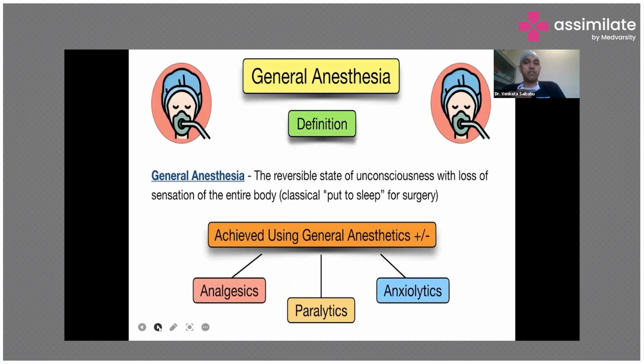So, a reversible state of unconsciousness with loss of sensation to the entire body. The classical put to sleep for surgery is called general anesthesia. This general anesthesia is achieved using general anesthetics, which include analgesics. I already told you, opioids like morphine and fentanyl, and Butram. And next, paralytic agents, neuromuscular blocking agents like atracurium, vecuronium, suxamethonium. Coming to anxiolytics like midazolam and lorazepam, which are the benzodiazepine groups.